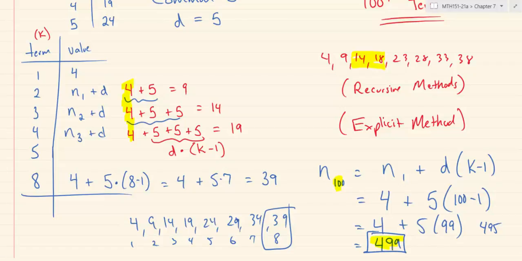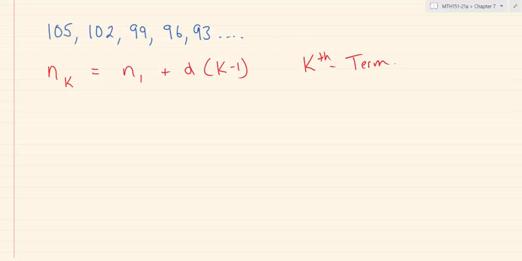How's this? You want to try one more? Let's do one more. The formula that we have to use is n sub k is equal to n sub 1 plus d times k minus 1. This is how you find the kth term. What term in this sequence would you like to know? The 50th. The 50th term.